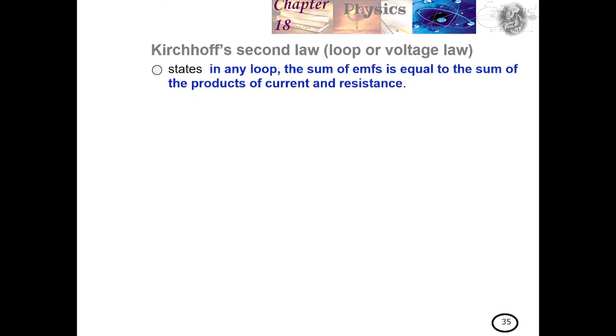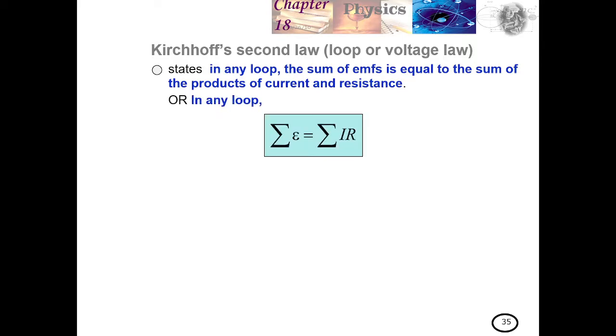The second law we call the loop voltage law. It says that in any loop, the sum of EMF, which is the source of the current, can be a battery, a solar cell, anything that contains EMF, the pushing force for the current, is equal to the sum of the products of current and resistance. Or in any loop, the summation of EMF equals the summation of IR. Remember, V equals IR.